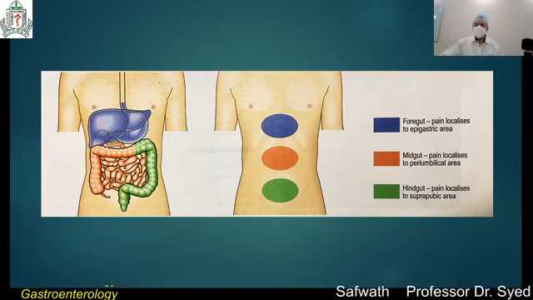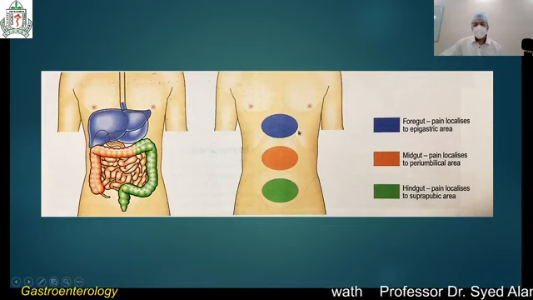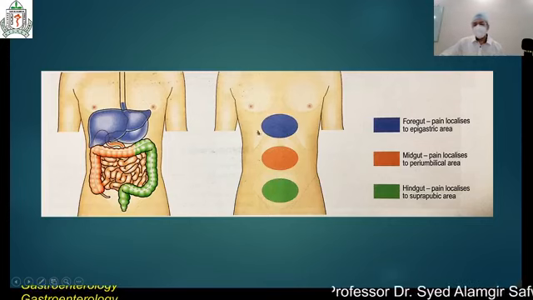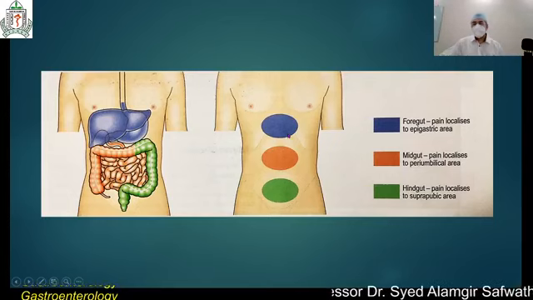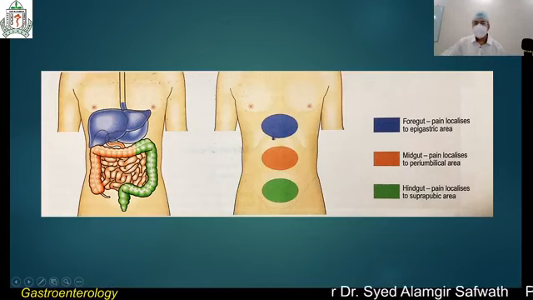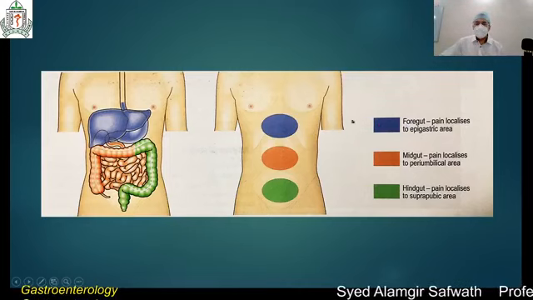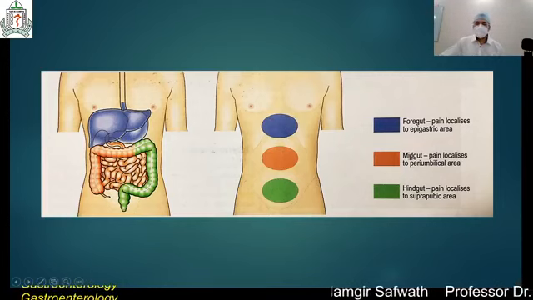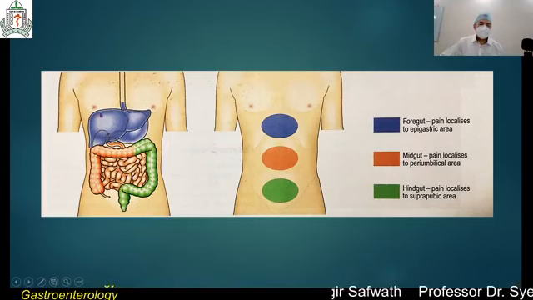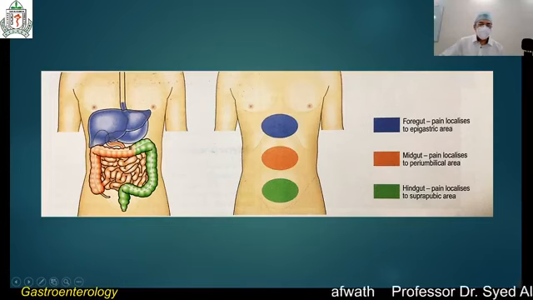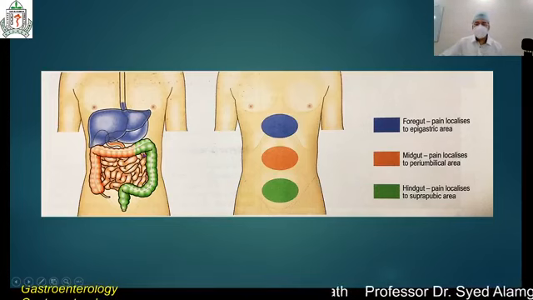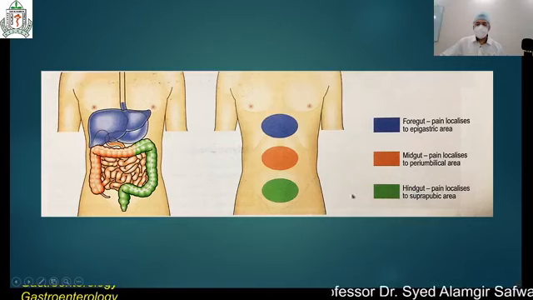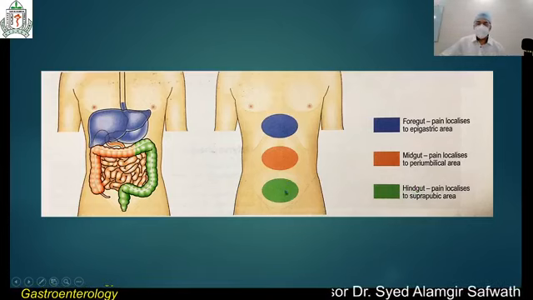If you look at the picture, these are the sites of visceral pain: the epigastrium, the periumbilical region, and also the hypogastrium. This distribution comes from embryonic development. When structures developed from the foregut are affected, they give rise to pain in the epigastrium. You can see over here, these structures develop from the foregut, these from the midgut, and these from the hindgut. From midgut structures, pain will occur at the periumbilical area. And from hindgut structures, pain will be below the umbilicus.